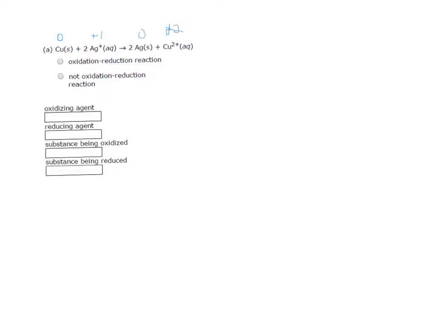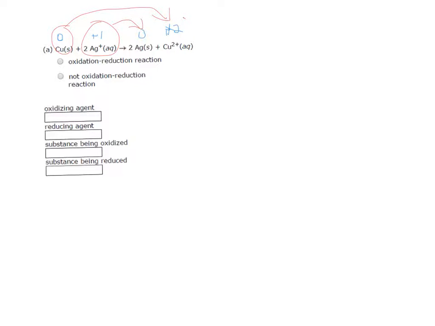Now, in order to determine whether or not oxidation or reduction happens, we have to track what happens to the charge of a given element. So let's start with the copper. Copper, on the left side of the equation, is 0. And on the right side of the equation, went up from 0 to +2. Silver is a +1 on the left side of the equation, and it goes down in charge to become 0 on the right side of the equation.